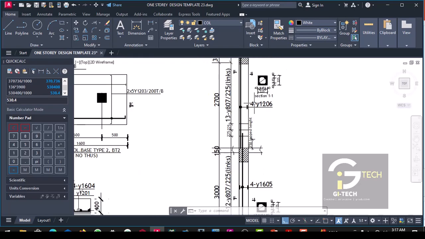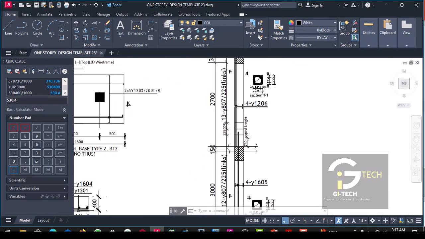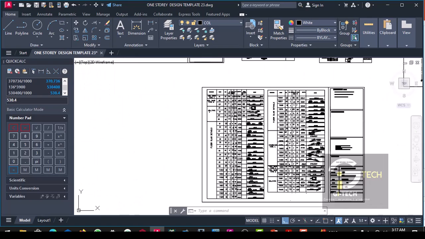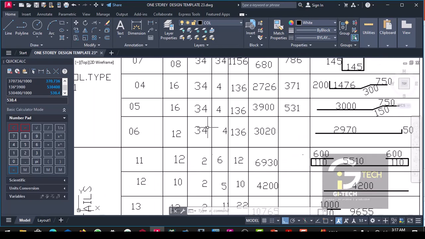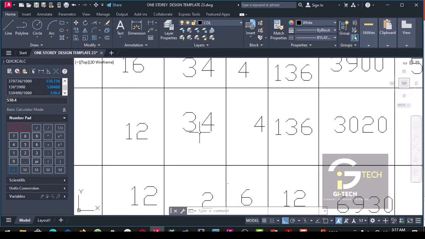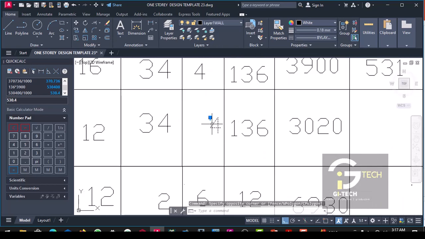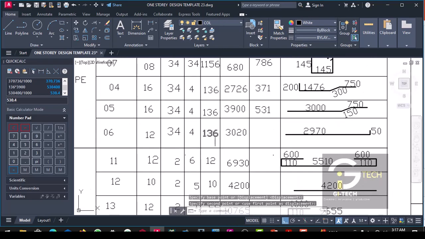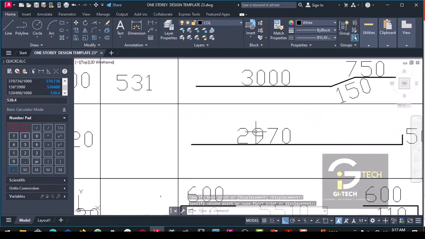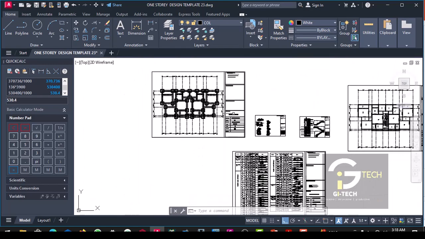Okay, so the next one is 06, and the diameter of 06 is 12. Then the same number in each. So when you calculate this, you have this. So let's calculate 06.